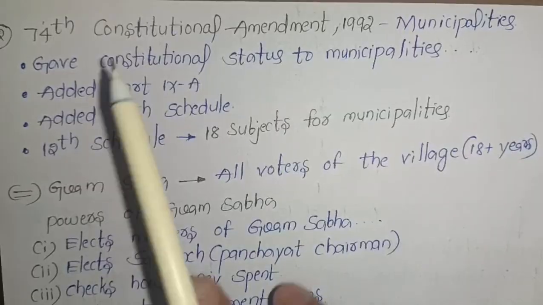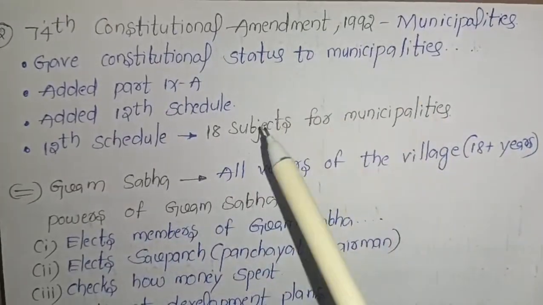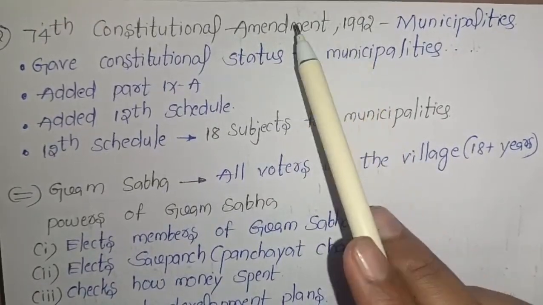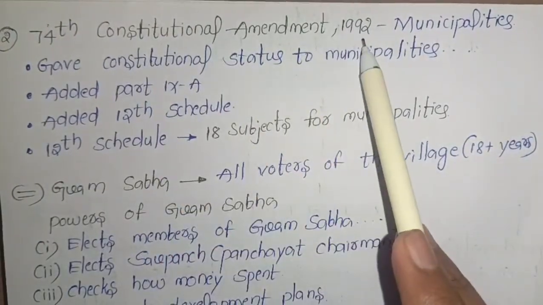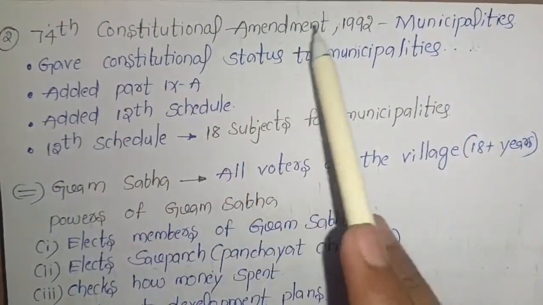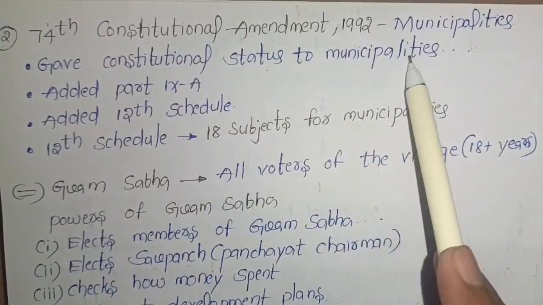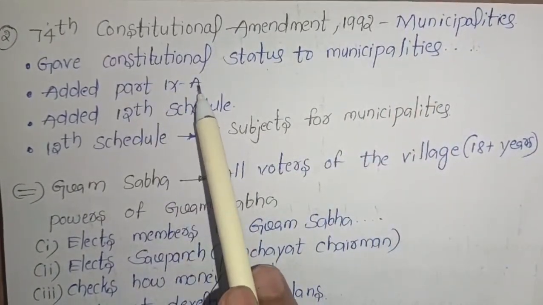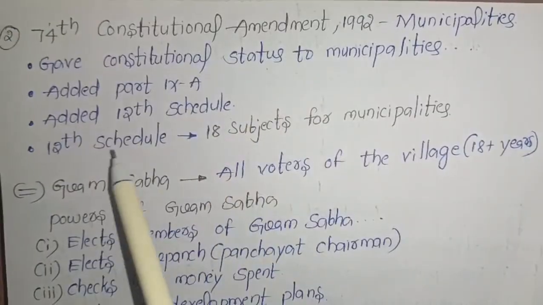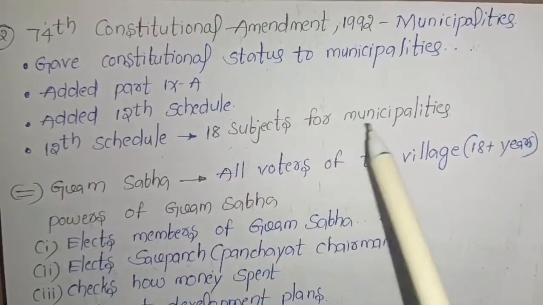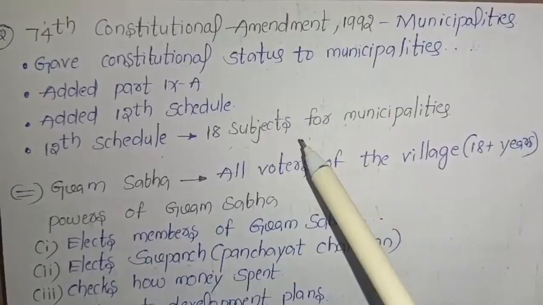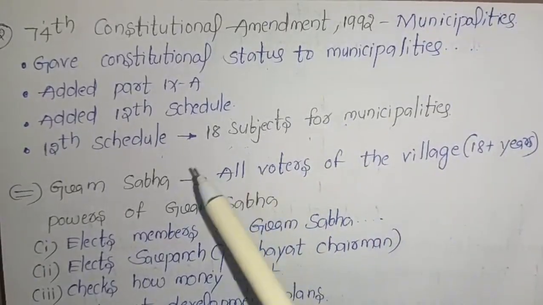Now let's discuss the 74th Constitutional Amendment Act 1992. In the 6th class we will learn just the basics; in upcoming chapters we will discuss in detail. The 74th Constitutional Amendment Act describes municipalities and gave them constitutional status. It comes under Part 9A of the Indian Constitution. It was added under the 12th Schedule, which consists of 18 subjects of municipalities. We will discuss these 18 subjects in an upcoming chapter. Today we will focus only on Panchayat Raj.